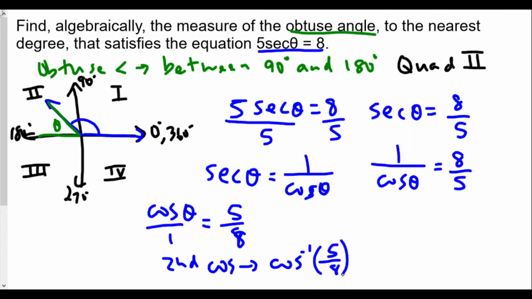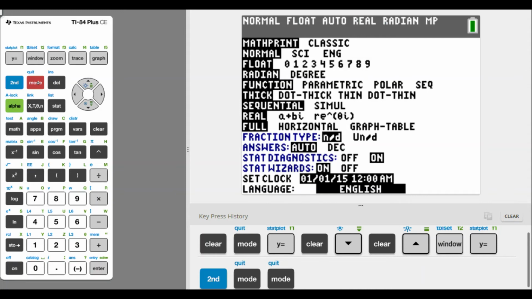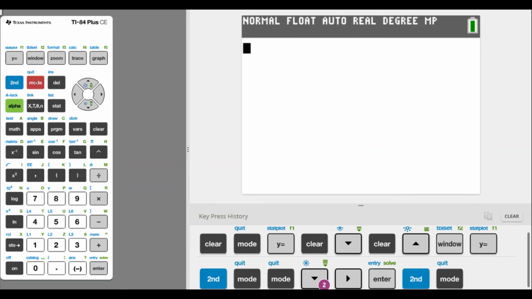So we're going to take a look at a calculator. I'll pull this up now. Before we continue, when we want to find angles, hit the mode button and make sure you're in degree mode. Right now my calculator is in radians. So we go down to the row that says radian degree, move the cursor to highlight degree, and hit enter. This is with the Texas Instruments calculator; right now I'm emulating the TI-84. Whatever calculator you use, make sure you're in degree mode.